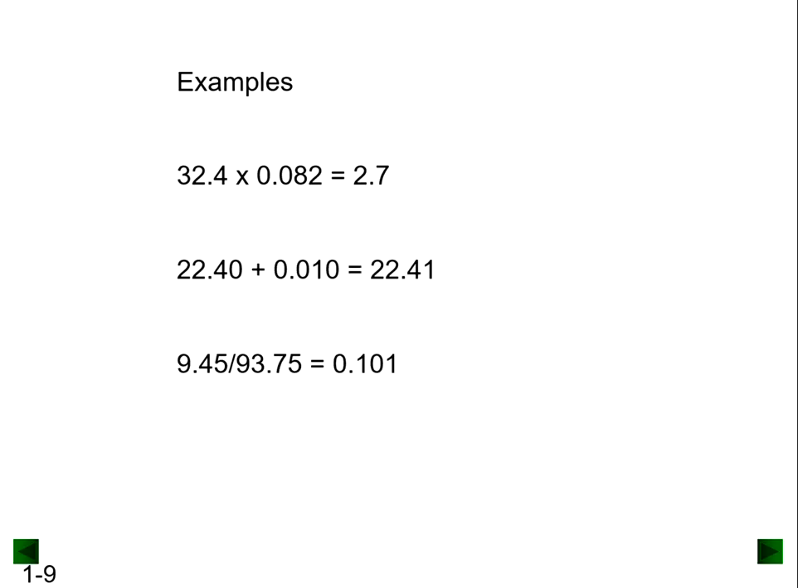Next, 9.45 divided by 93.75. It's a division. 3 number precision divided by 4 significant figure precision. The answer will have to have 3. And so 0.101 is our answer. Next, we'll move on to Chapter 2 and begin our study of chemistry.